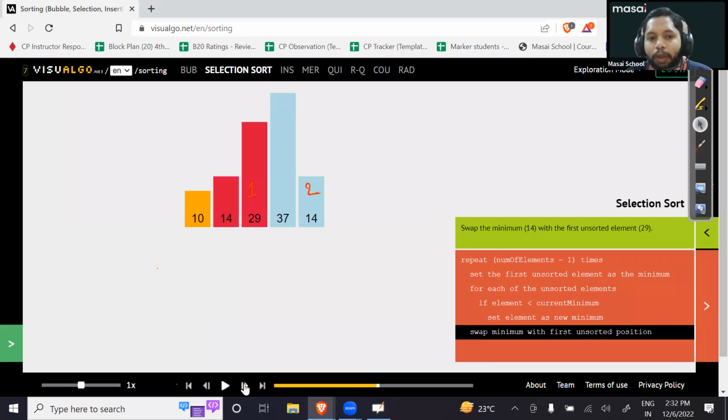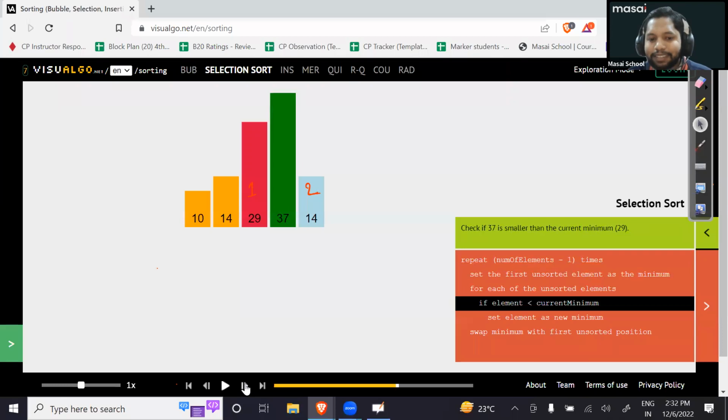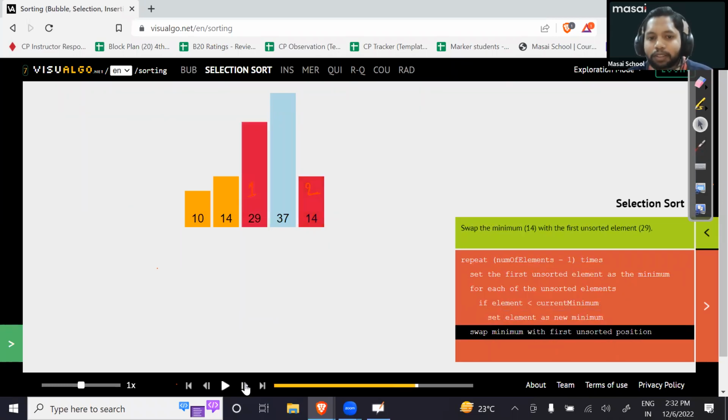Can you guys tell me my 14 also found its correct position? My 14 also found its correct position. Now again, is 29 minimum? No, we can proceed further. Is 37 minimum? No, we can proceed further. Is 14 minimum? Yes, it is. So I took 14, and I will simply swap it with the 29, my third element. Now my 14 also found its correct position, guys.